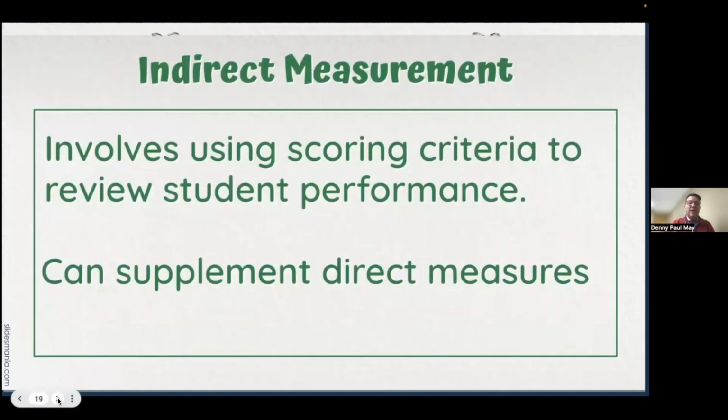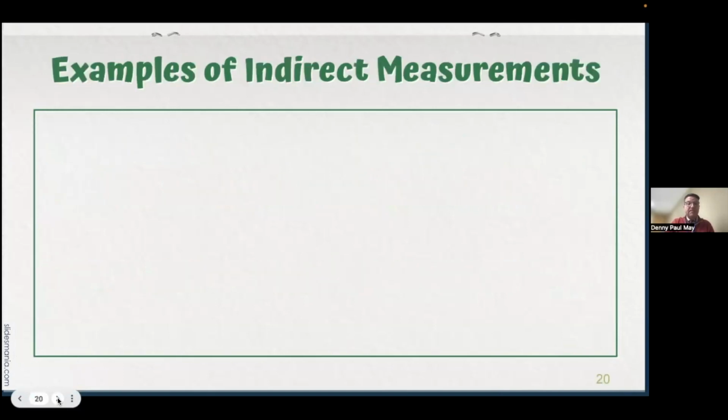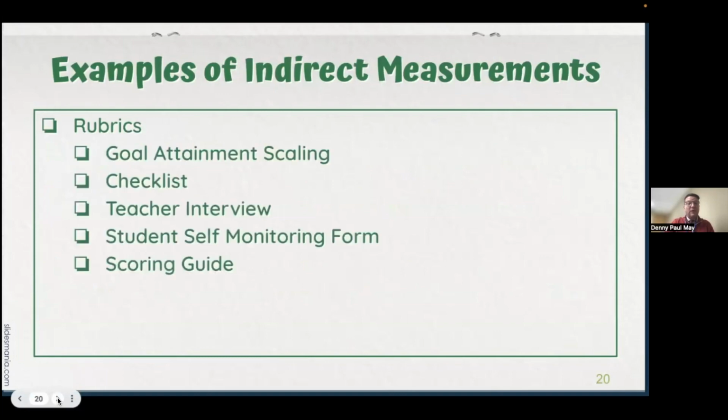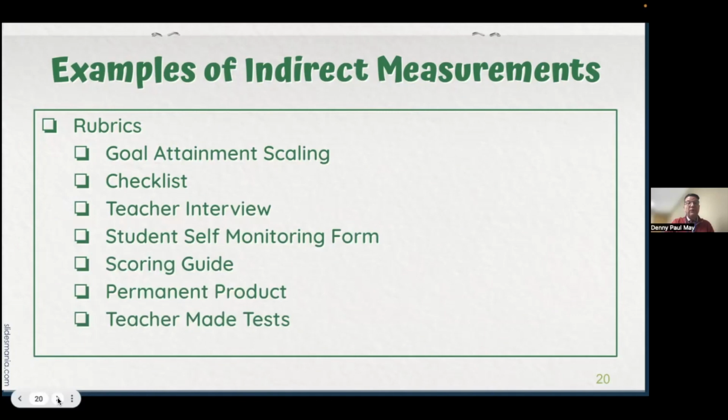So then indirect measures involves using scoring criteria to review student performance and can supplement direct measures. All of these are examples: the rubrics, goal attainment scalings, checklists, teacher interviews, and those types of things. Scoring guides are all examples of indirect measures. The student's not with you here.